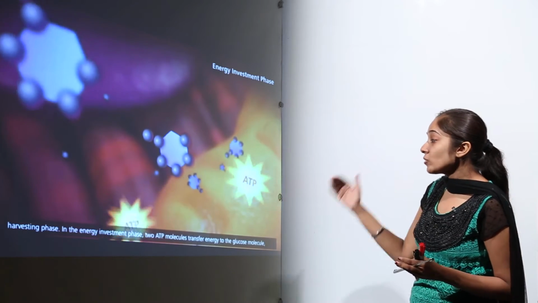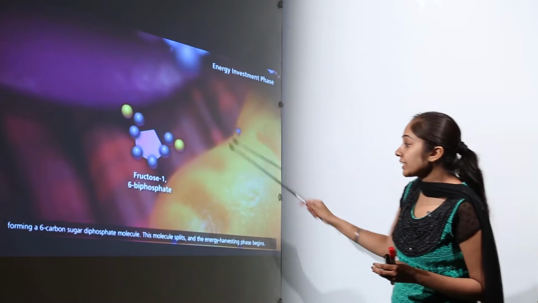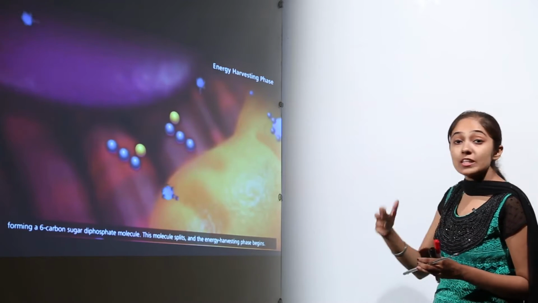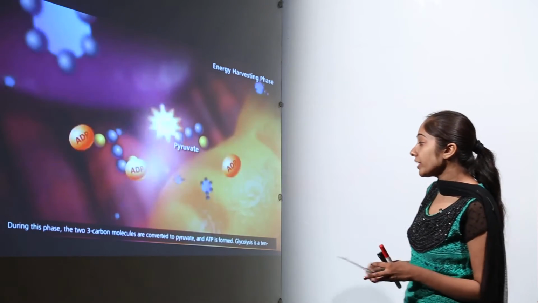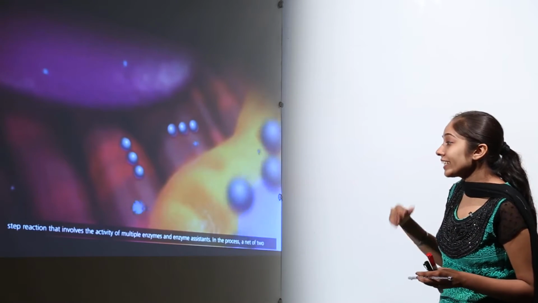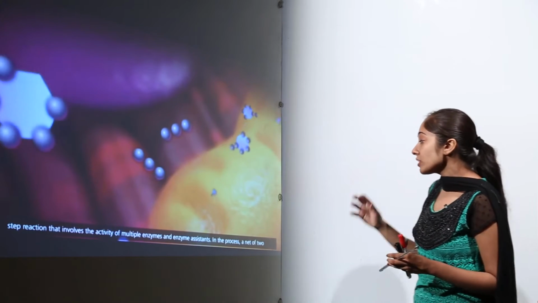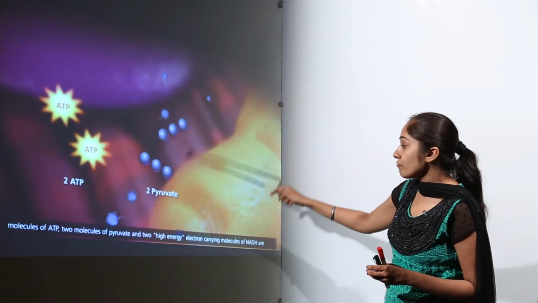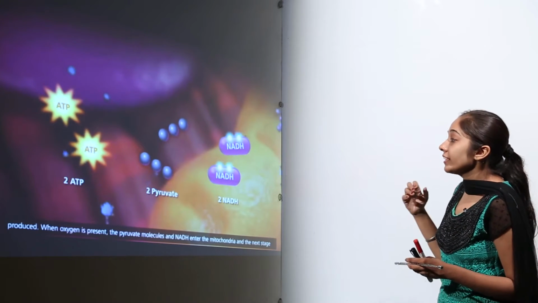What happens in the energy investment phase? 2 ATP molecules transfer energy to the glucose molecule, forming a 6 carbon sugar diphosphate molecule. This molecule splits and the energy harvesting phase begins. During this phase, the 2, 3 carbon molecules are converted to pyruvate, and ATP is formed. Glycolysis is a 10-step reaction that involves multiple enzymes and enzyme assistants. In the process, a net of 2 molecules of ATP, 2 molecules of pyruvate and 2 high energy electron carrying molecules of NADH are produced.